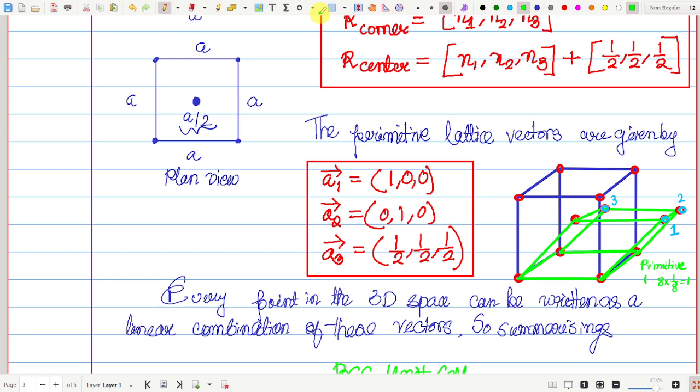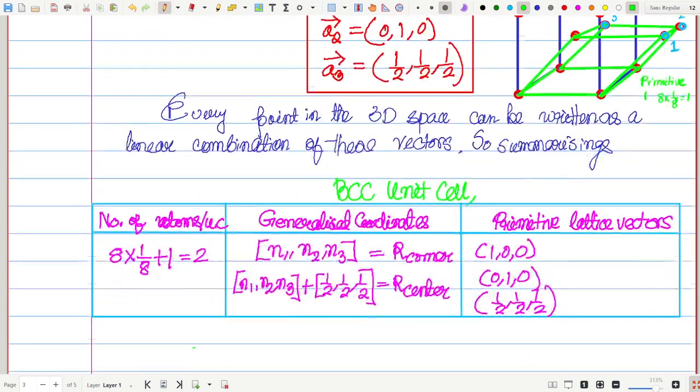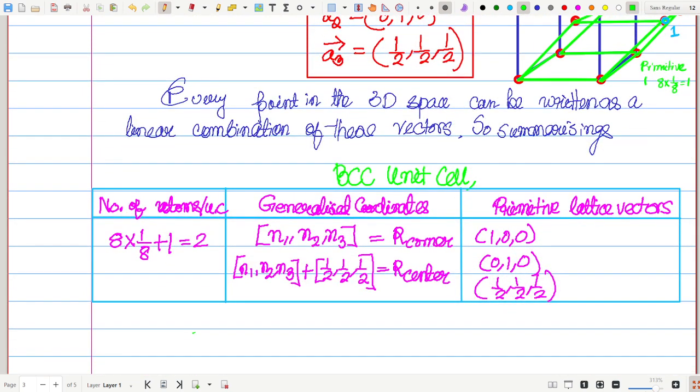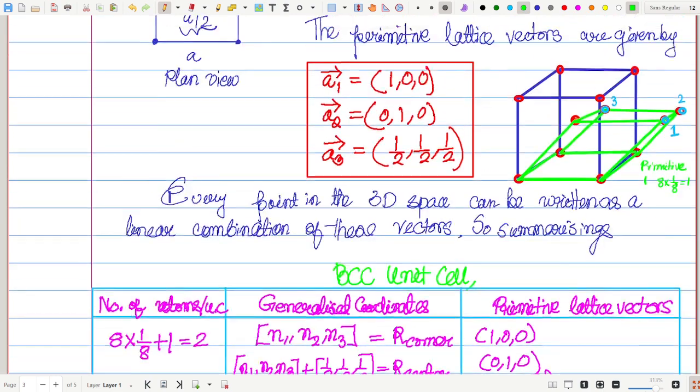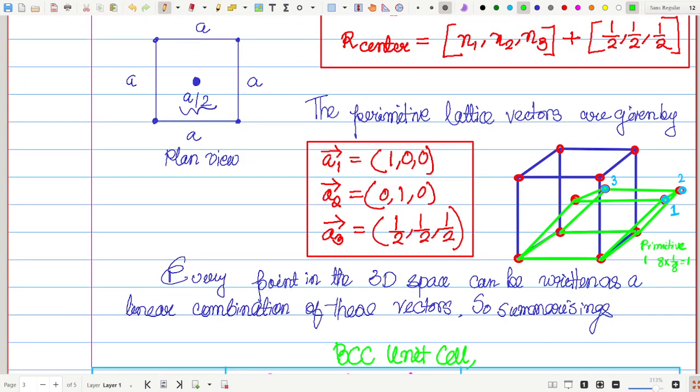Okay, so every point in the 3D space can be written as a linear combination of these vectors. So when we summarize this, this is the BCC unit cell. The number of atoms in the BCC unit cell is 2, because the BCC unit cell is not the primitive unit cell. The BCC unit cell is given by the blue cell, the primitive unit cell is given by the green cell.